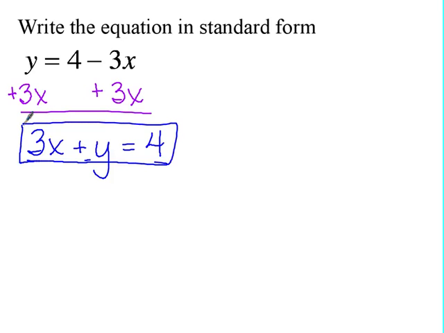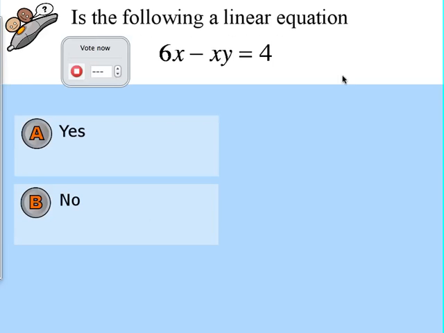Now you're probably wondering, what does she mean divide it? Well, let's say, for example, I have this: 6x plus 2y equals 4. What do you know about all three of those numbers? They can all be divided by 2. That's what I meant when I said, can they all be divided by a number? Okay? All right, so with that in mind, is that following a linear equation, yes or no?